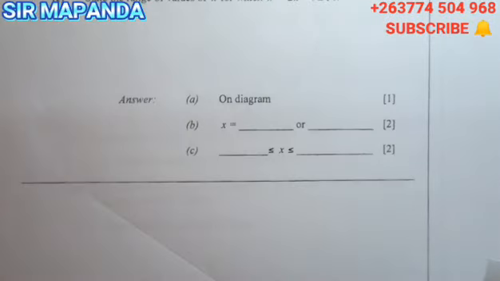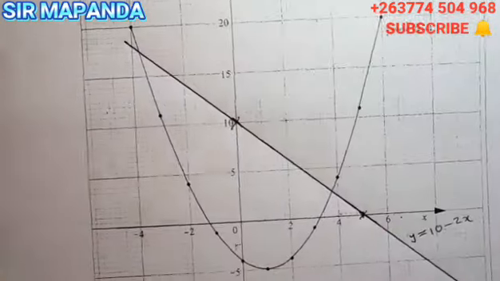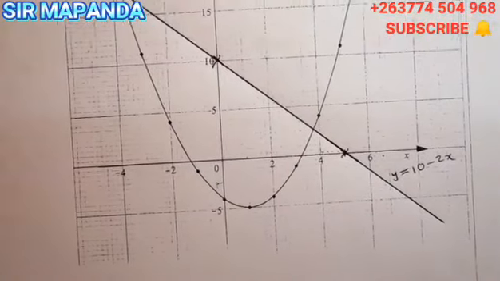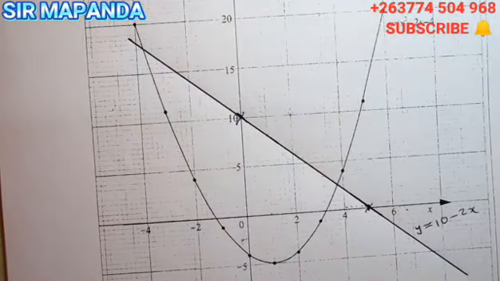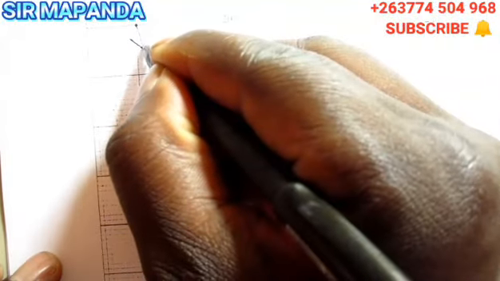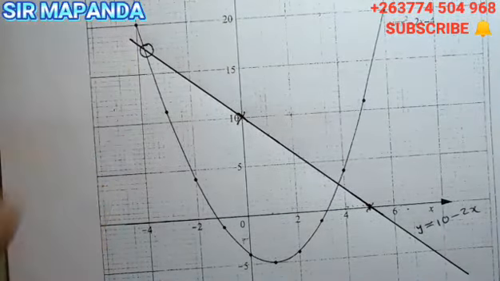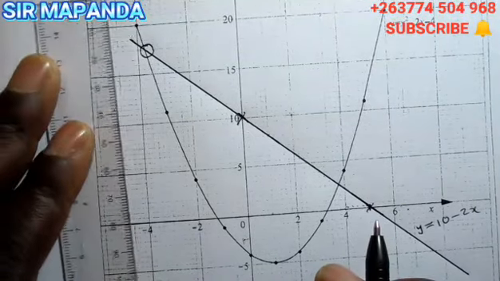We move on to part B. Use the graphs to estimate the solution of the equation x squared minus 2x minus 4 is equals to 10 minus 2x. So this is very simple, right? The points of intersection between your line and the parabola help you to identify the required solutions. For example, the first solution is going to come at this point. You find the value of x which is aligned at that point.